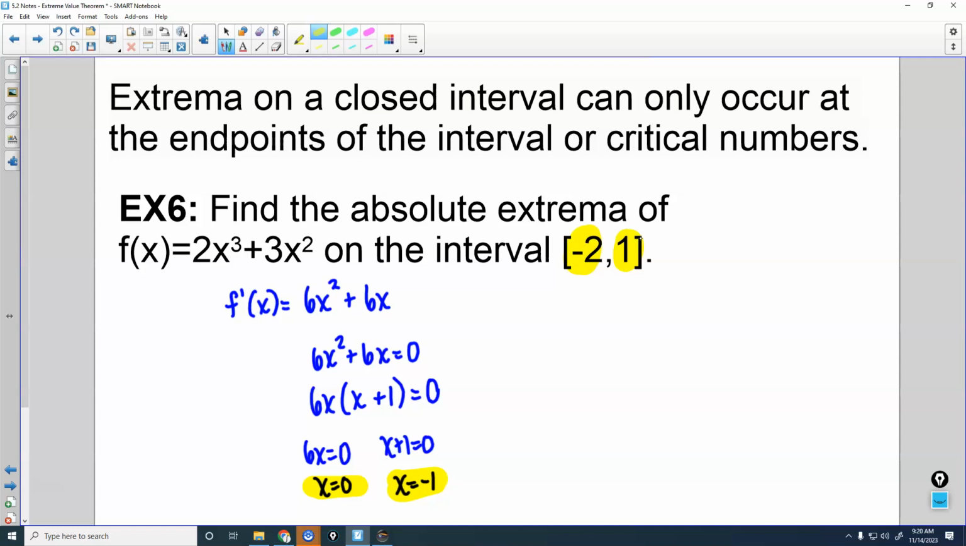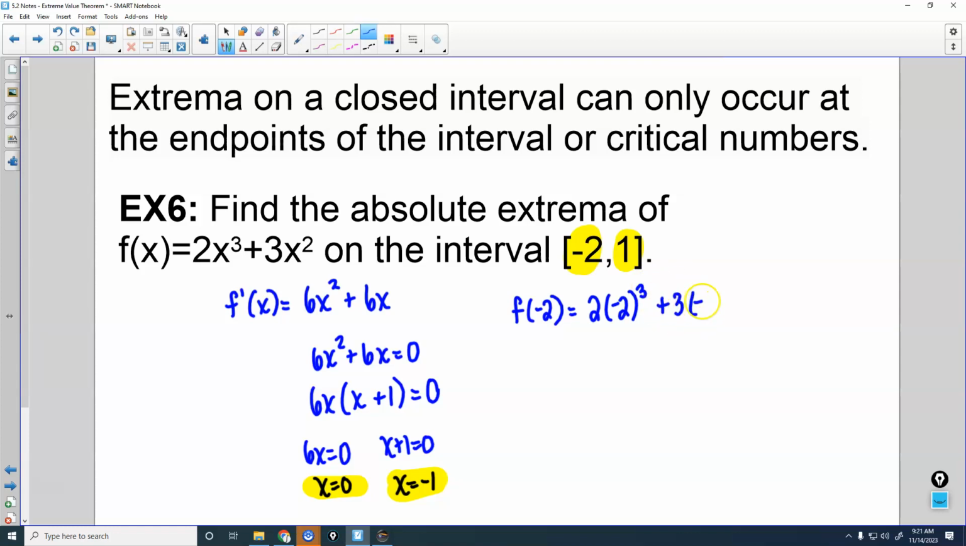So what's going to happen is that I'm going to have maximums or minimums either at those endpoints or at 0 or negative 1. The way we check which one is my absolute maximum and which is my absolute minimum is we plug all of these in to see which one's highest and which one's lowest. If I start with the lowest number, f of negative 2 will be 2 times negative 2 cubed. Make sure you're plugging into the original whenever you do this, not the derivative, because we need to know the y coordinate.